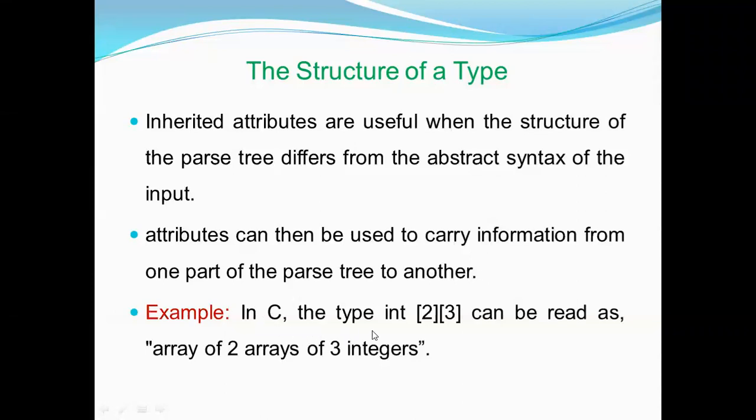For example, if you take int[2][3], it can be read as array of 2, array of 3 integer. It means that it's a 2 cross 3 array of integer type. For this, how the information is passed from one node to another node using an inherited attribute, I'll be explaining that.